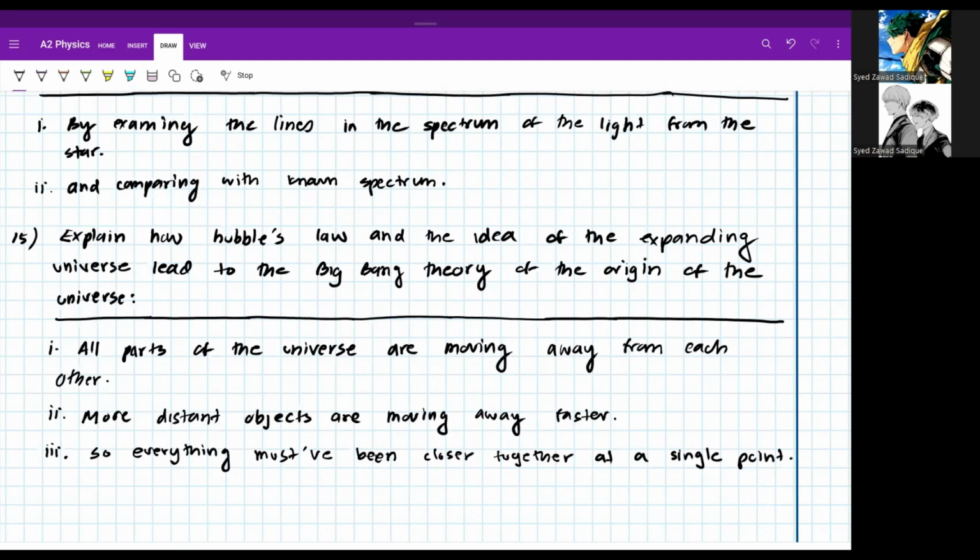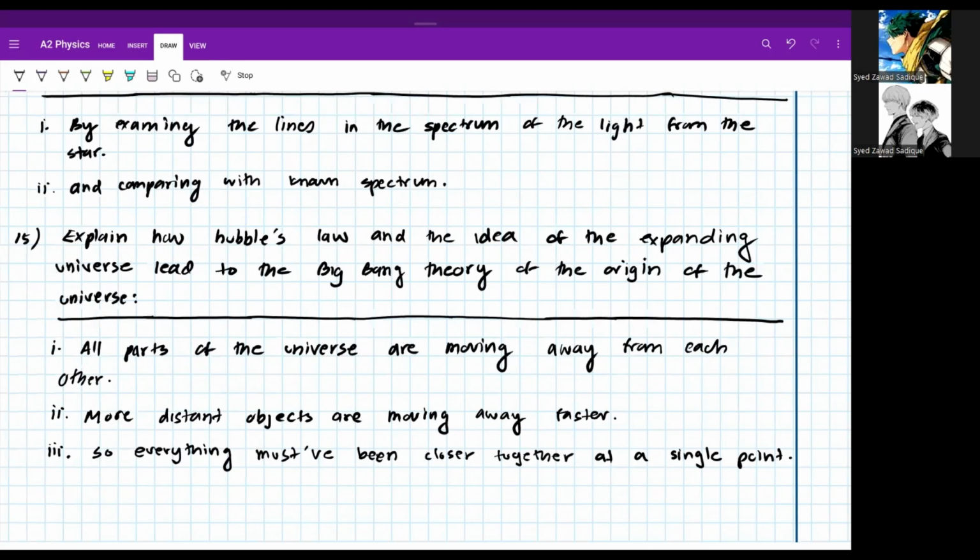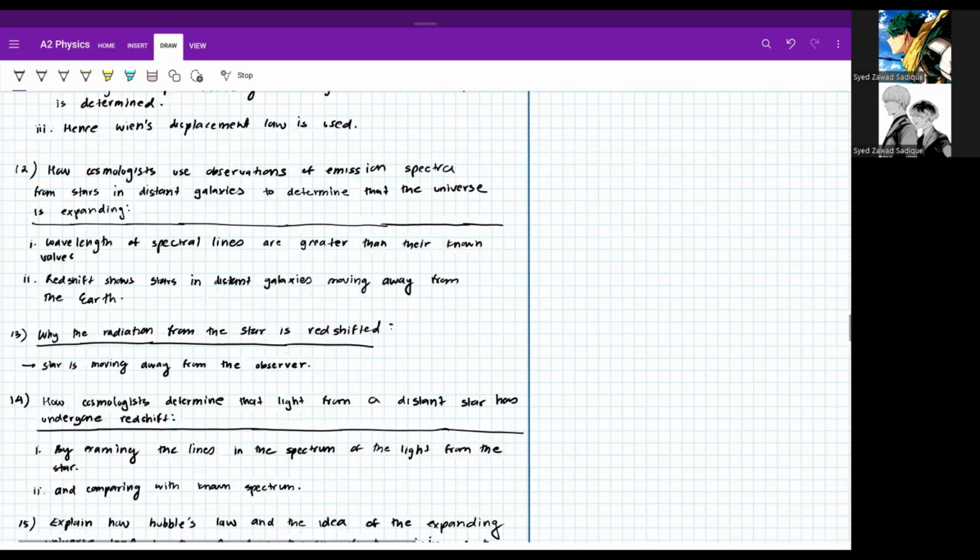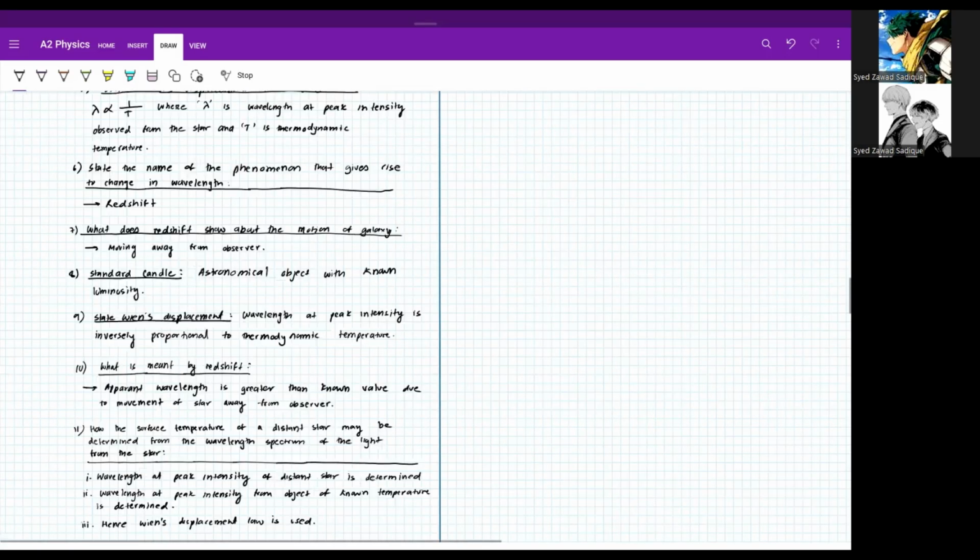So you have to say that all parts of the universe are moving away from each other. More distant objects are moving away faster, so everything must have been closer together at a single point. Right. Okay. Now for the concepts.